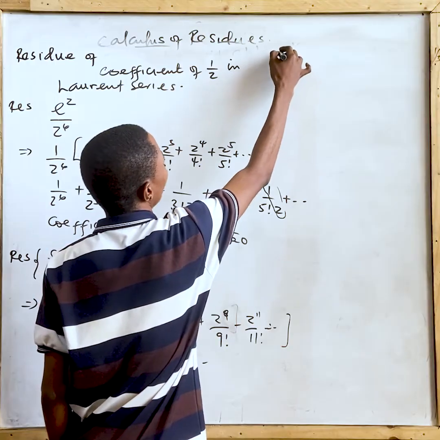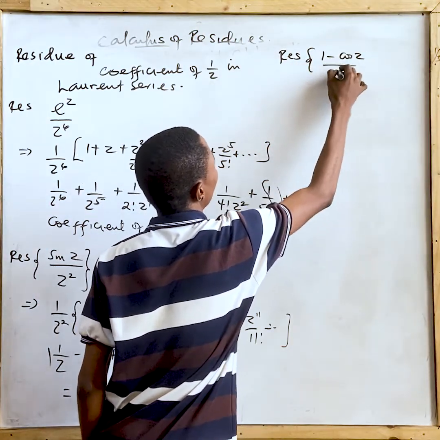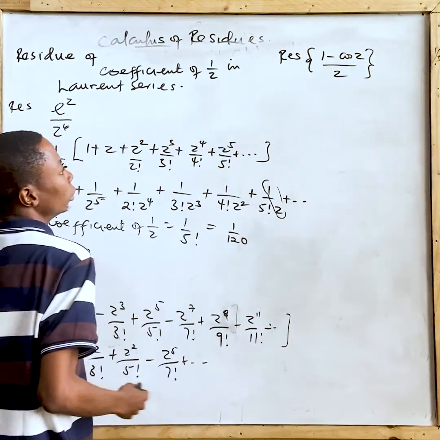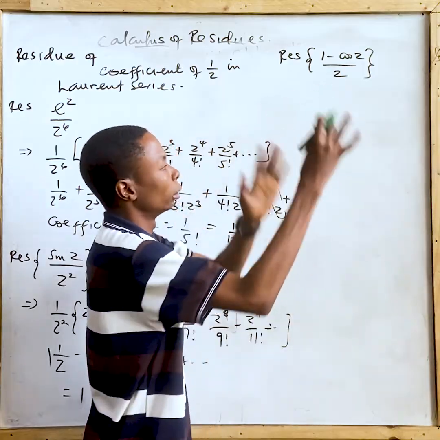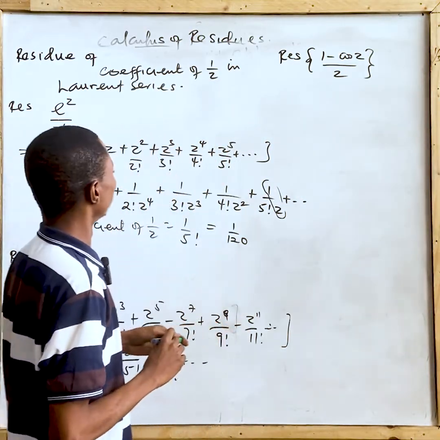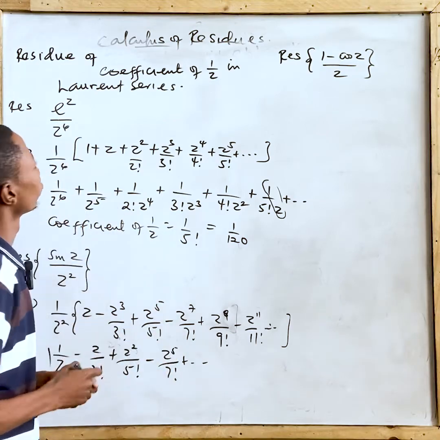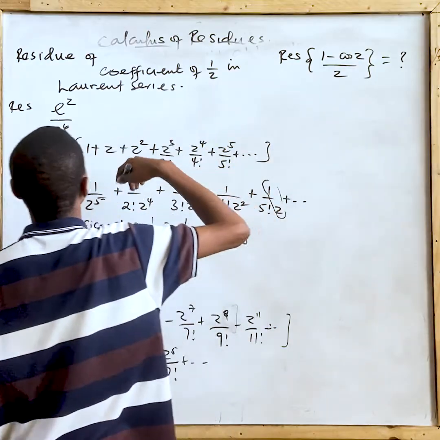If you see something like this, if I want to find the residue of 1 minus cos z over z, just take the expansion of cos z, divide by z. The term that gives us 1 over z, the coefficient, is our residue. Okay, so viewers, I will leave that one for you to attempt.